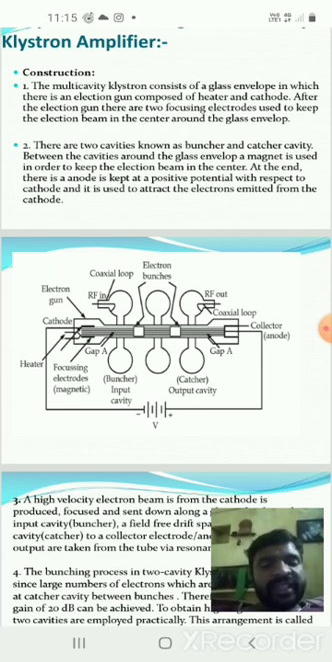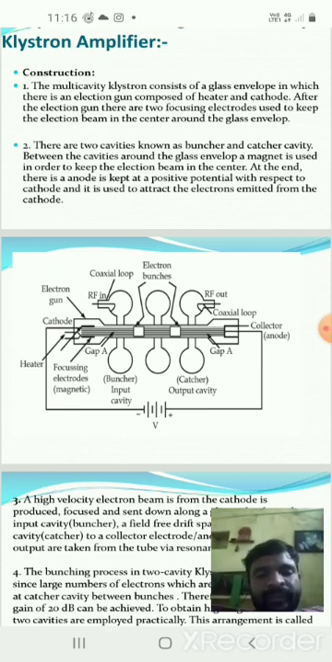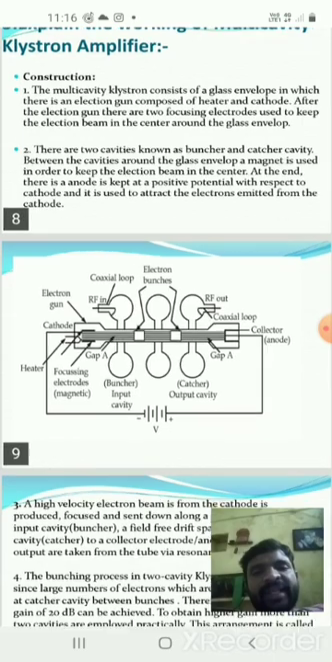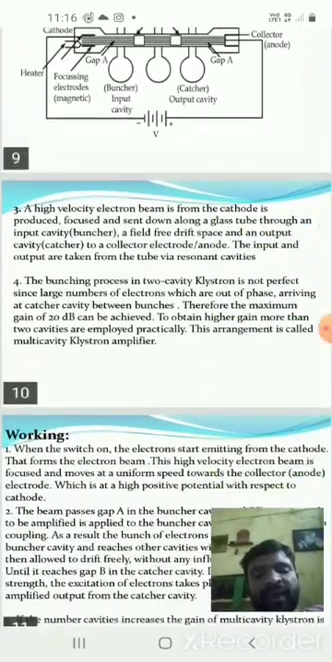The RF signal is amplified by the electron velocity, and the maximum gain is 20 decibels. If we increase the number of cavities, the gain will increase. In this way, the multi-cavity klystron amplifier works.